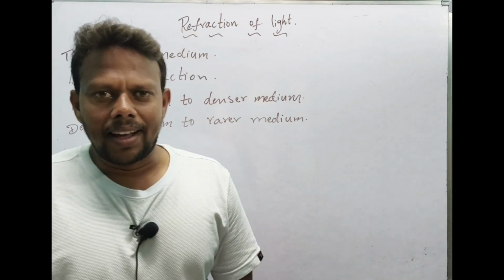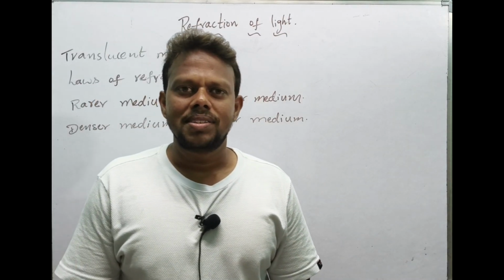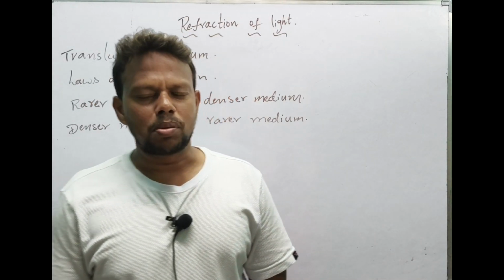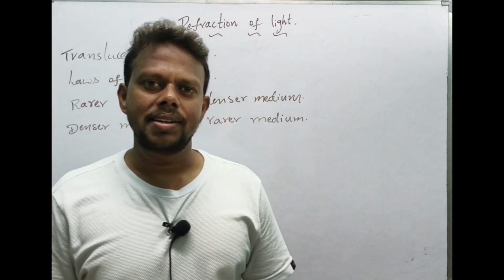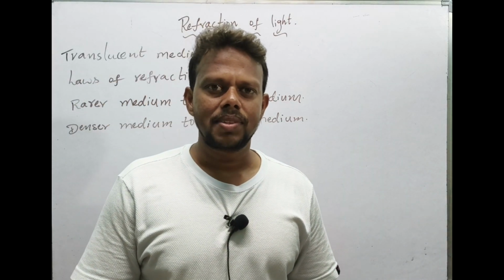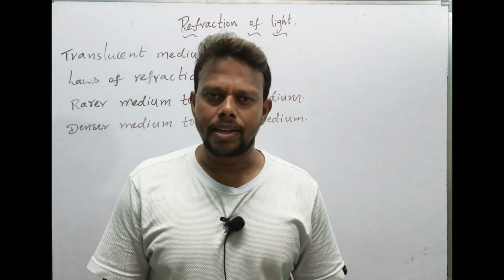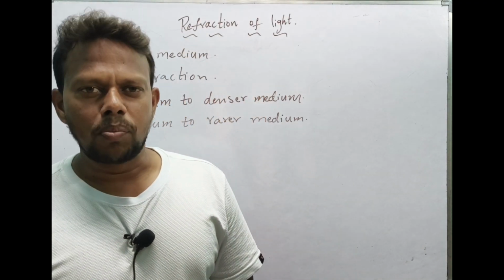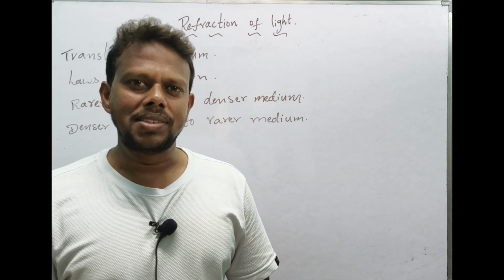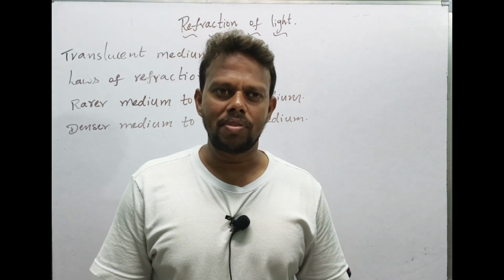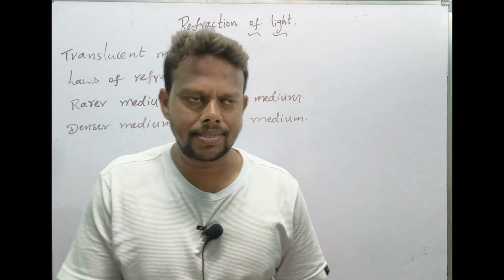In the previous class, we discussed light, rectilinear propagation of light, and the speed of light in different media. We also covered different types of media like rarer medium, denser medium, transparent and opaque bodies, ray, and convergent, divergent, and parallel beams of light. This is what we learned in the last class.